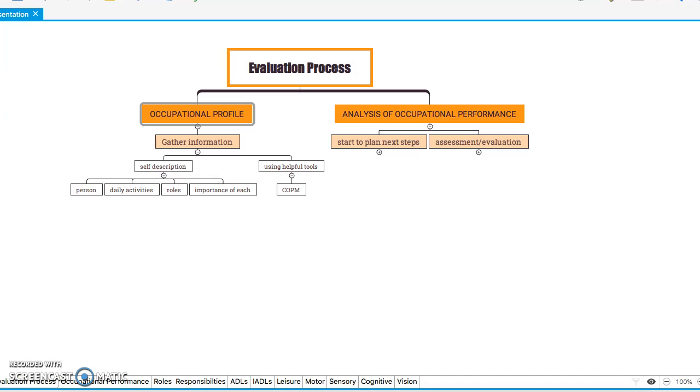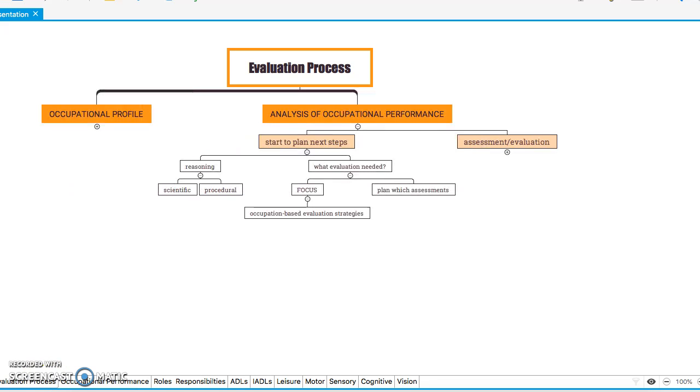In the evaluation process, we have the occupational profile where you will gather information about your client. They'll have their self-description, which will include personal information about themselves, the daily activities they enjoy, the roles they deem important, and the importance of each. Some helpful tools for such an occupational profile would be the COPM.